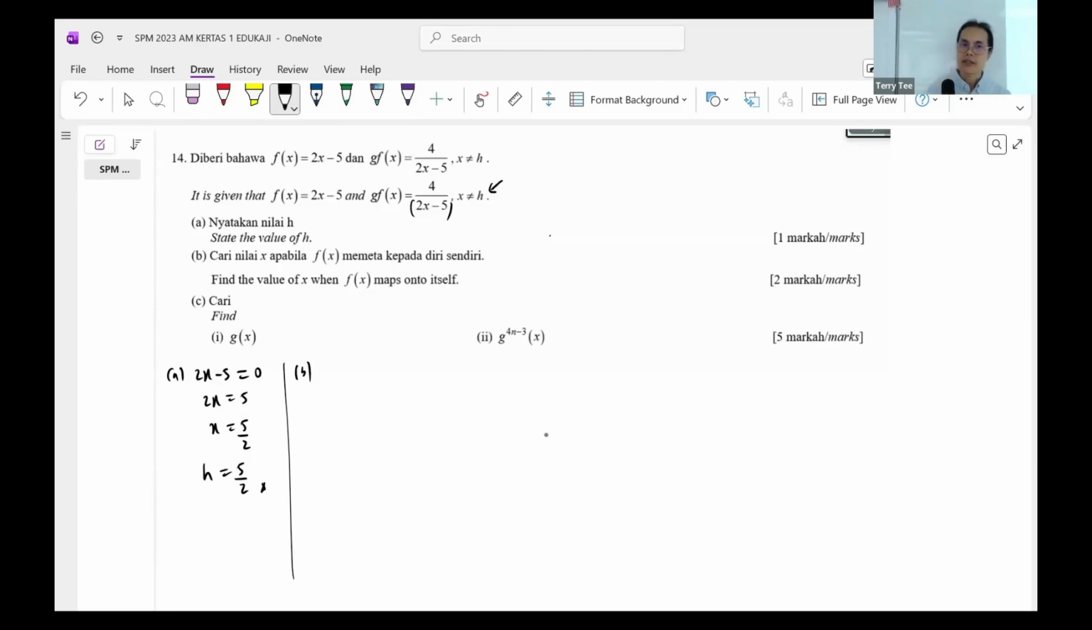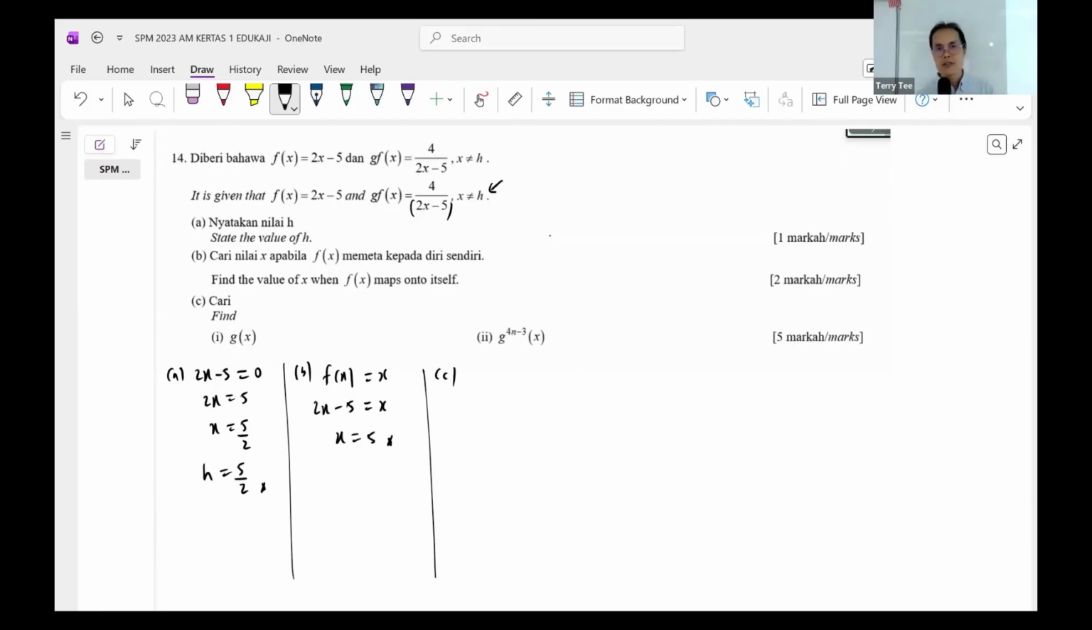Second one, find the value of x when f(x) maps onto itself. Remember, it maps onto itself when the image is the same as your object. The image is f(x), your object is x. So we take 2x minus 5, let it be x, bring over, x is just 5.